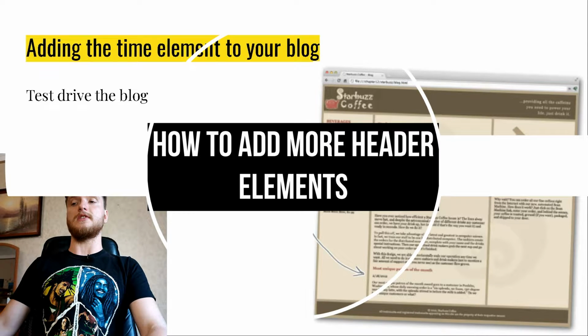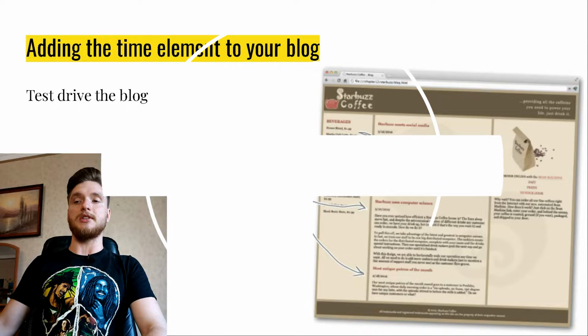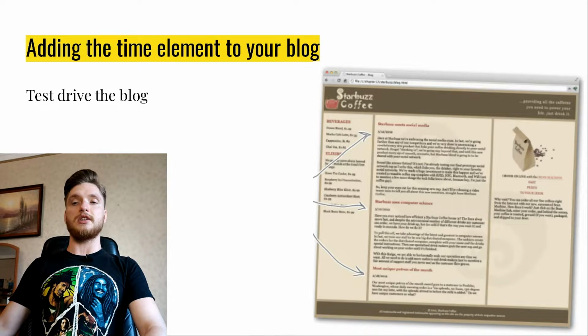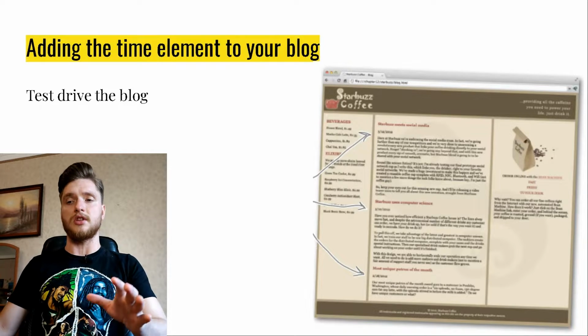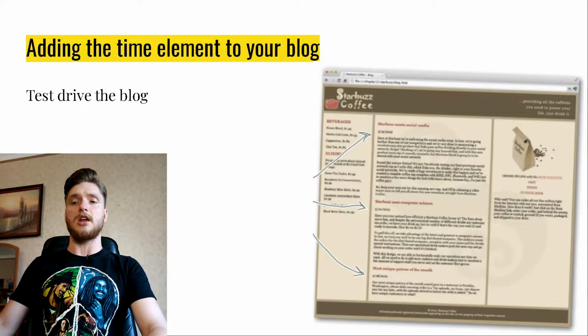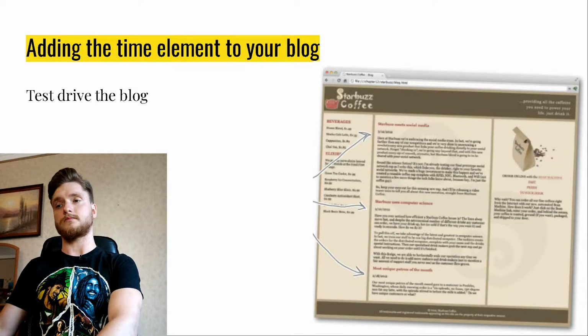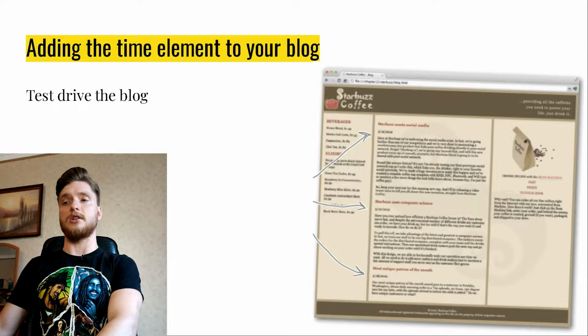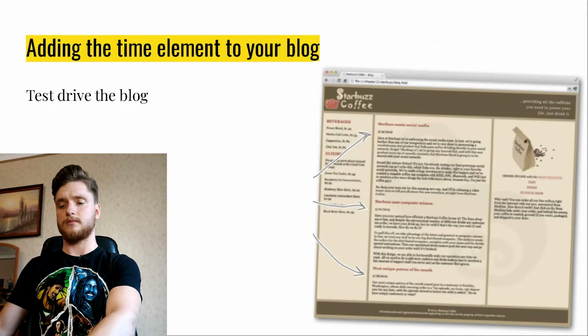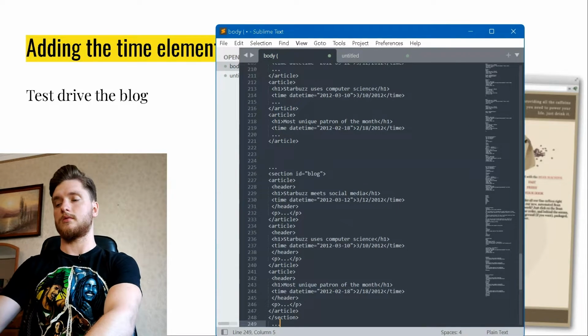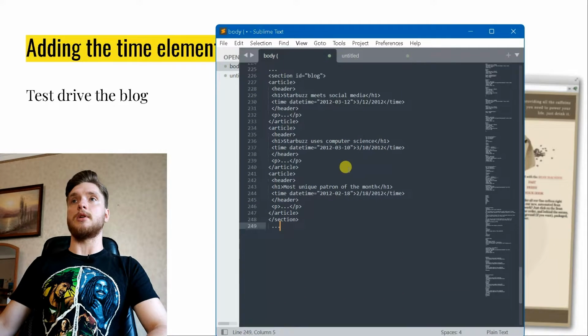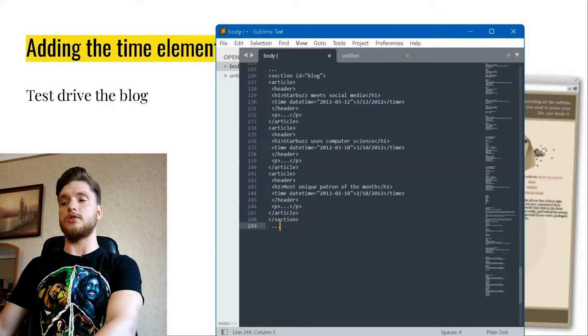How to add more header elements? Adding header elements is straightforward. Within each article element, we'll place a header to contain the heading and time. To do that, find the article elements within the blog section and add an opening and closing header tag to each one. Place your header element around the heading and the time element, and I will show you the code. Make sure you add the header to each article in the blog section.